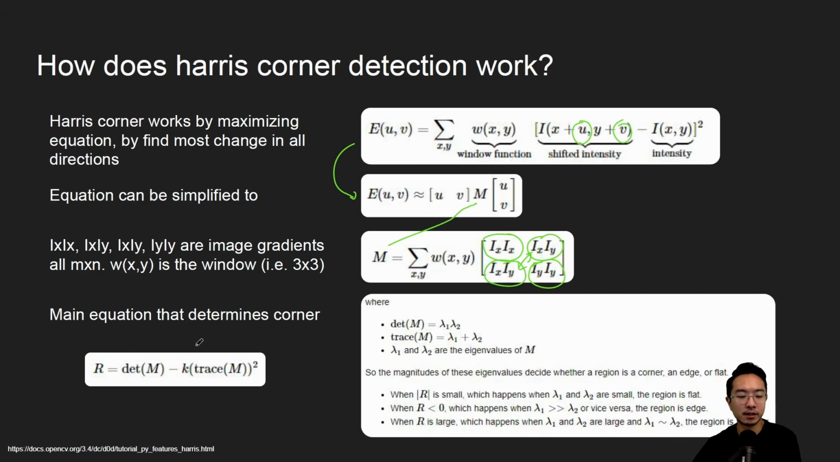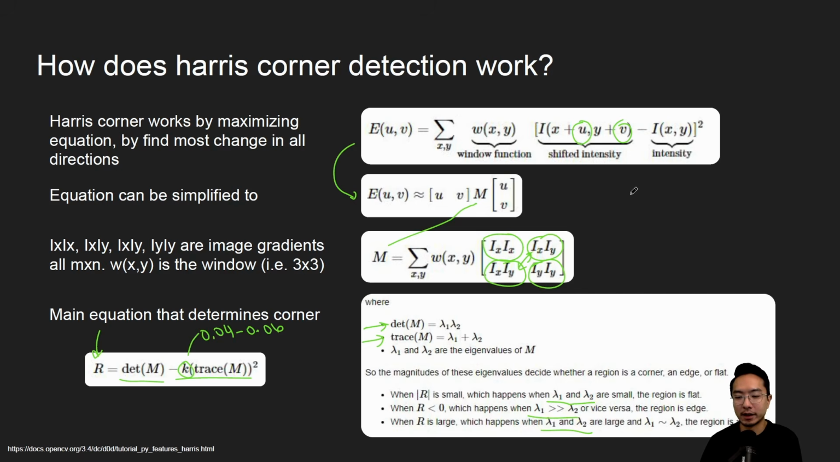Based on the M matrix, we have a response equation, and that is calculated using the determinant of M minus k times the trace squared. K is empirically determined, and it's typically between 0.04 and 0.06. The determinant is calculated using the product of the eigenvalues, and the trace is the sum of the eigenvalues. When R is small, when the two eigenvalues are small, then the region is flat. When one is bigger than the other, then it's an edge, and when both are large, then it's a corner.